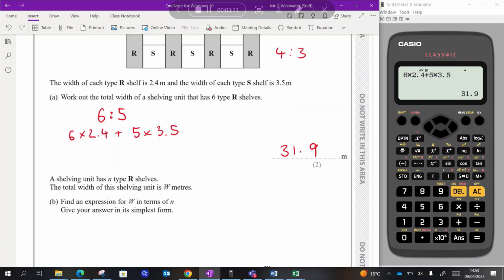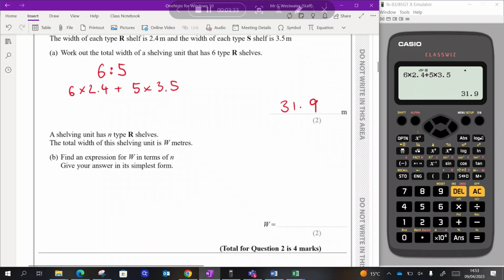A shelving unit has n R shelves, and the total width of this shelving unit is W meters. If we apply the same logic, if I have n R shelves, I'm going to have n minus 1 S shelves. I know ratios aren't really the things I should be using there, but they highlight what's going on. For each R shelf I have, we times by 2.4, and then we do n minus 1 times 3.5. So find an expression for W in terms of n. It's going to be n times 2.4, add n minus 1 times 3.5.